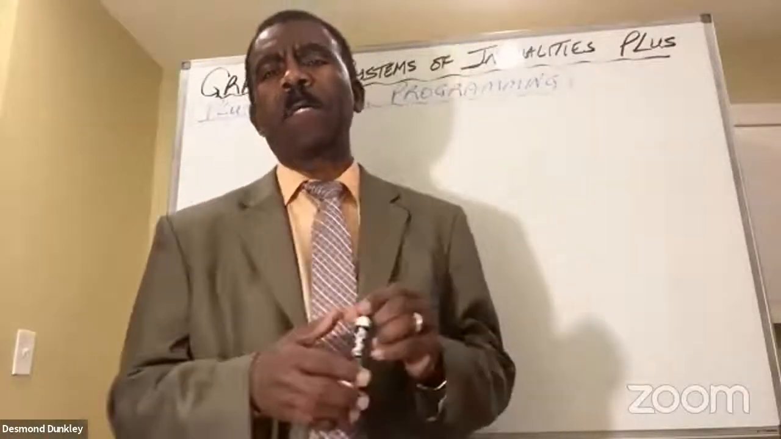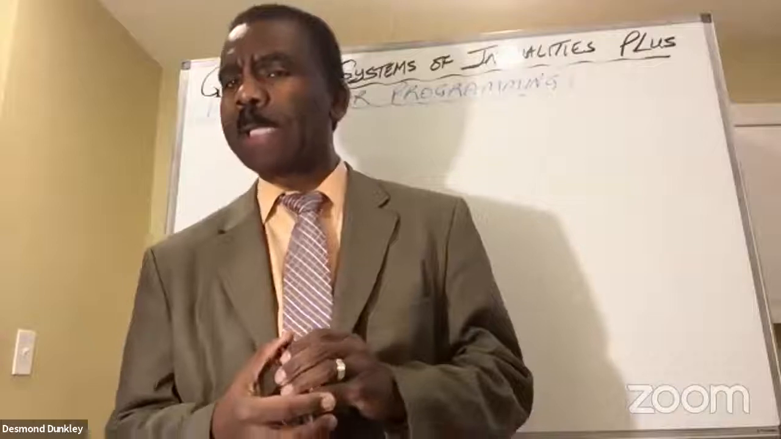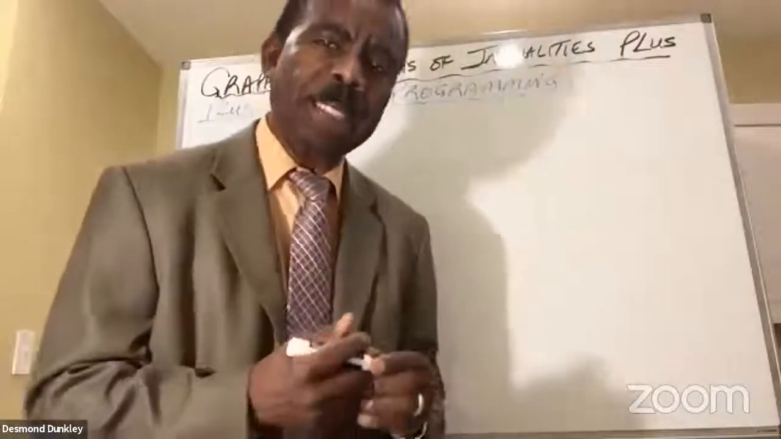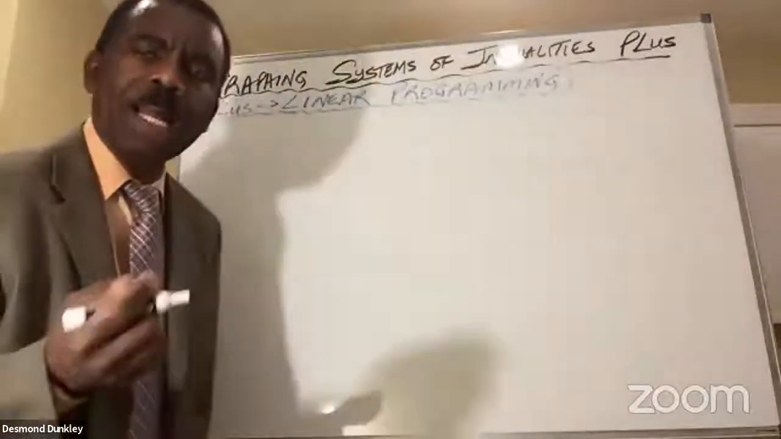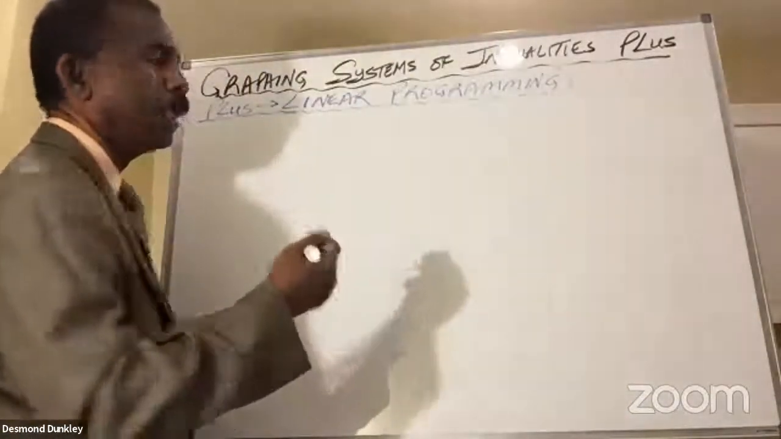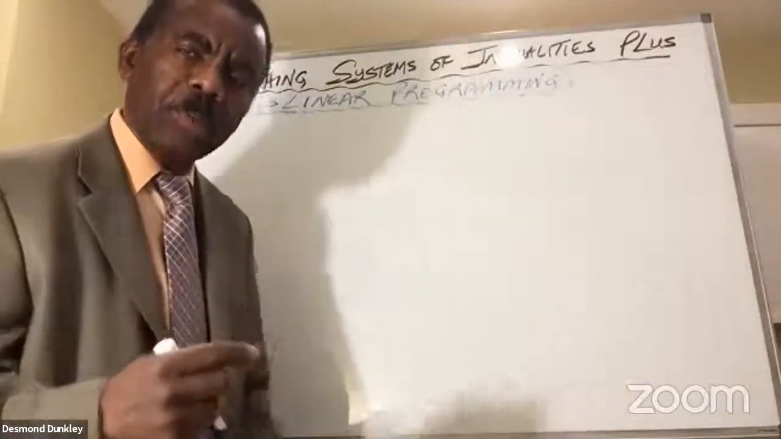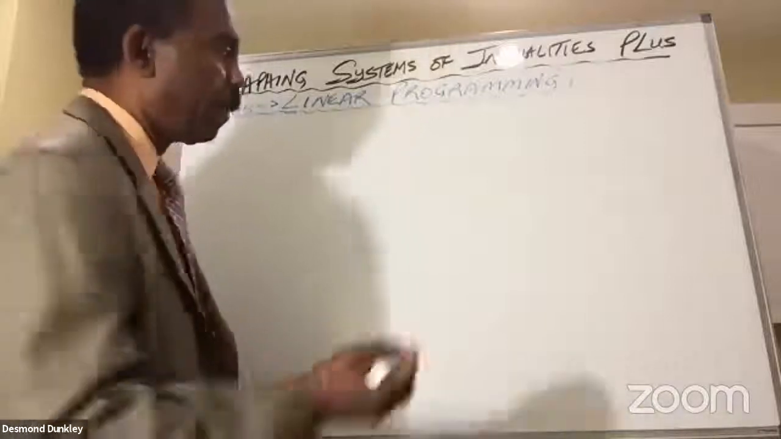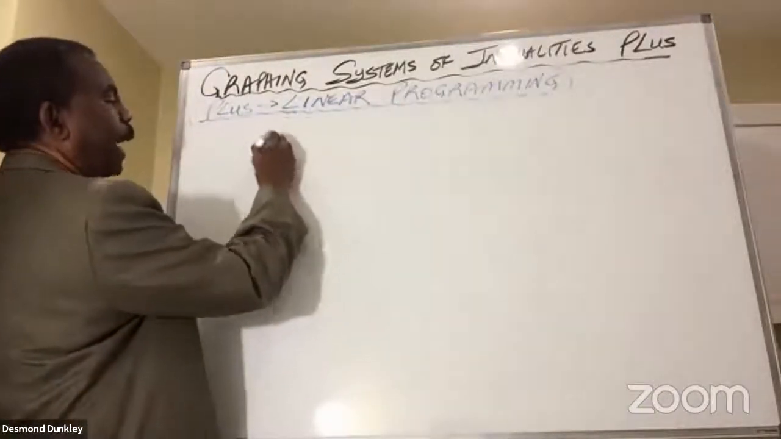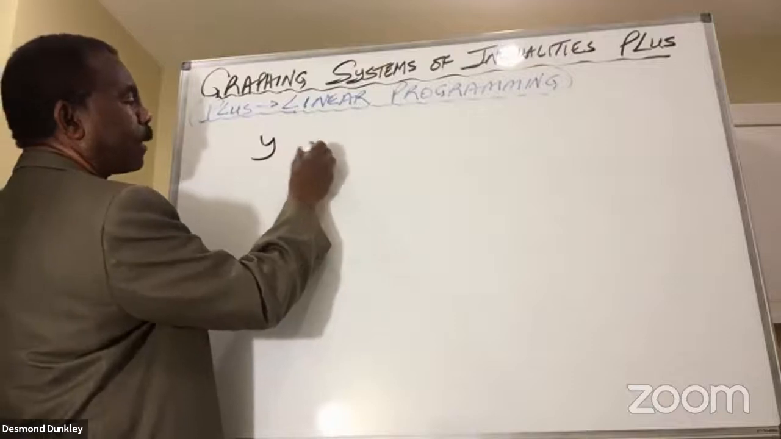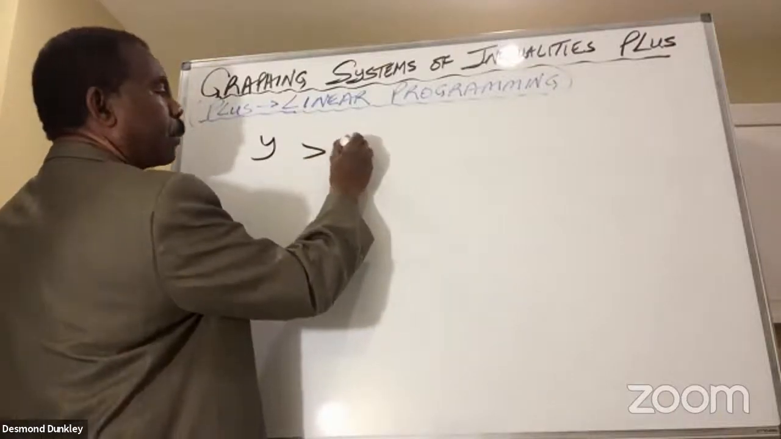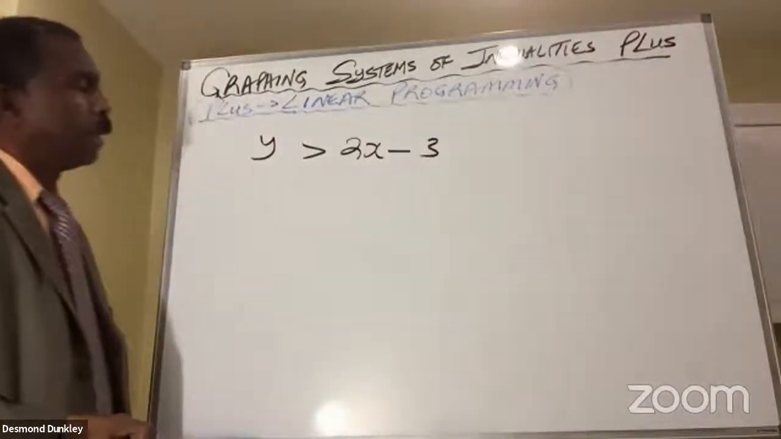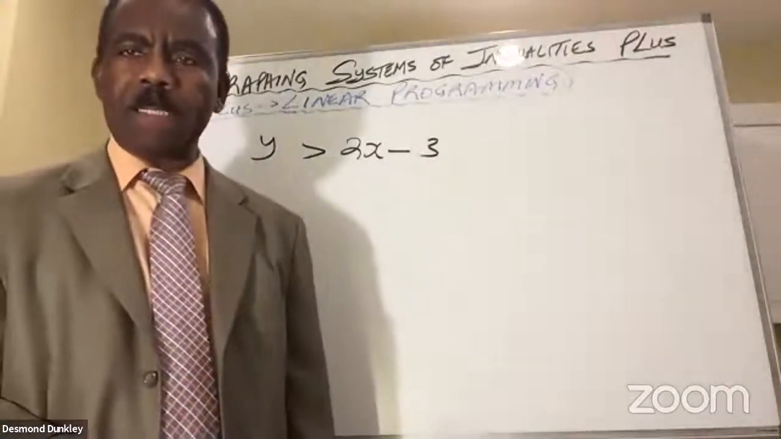Today, we're going to take our research into inequalities a step further. Just to remind you of what we did in the previous session, we were able to graph an inequality in two variables. We did ones in one variable. We also did others in two variables. For example, if we had y greater than 2x minus 3, and we were asked to graph that.